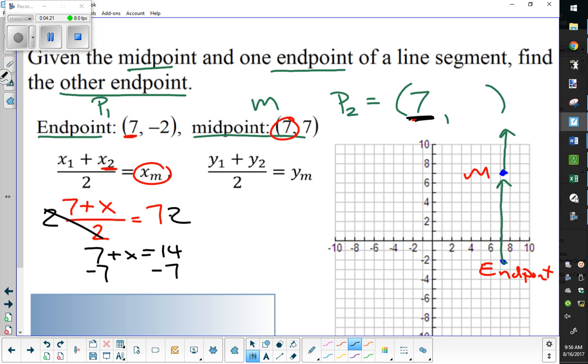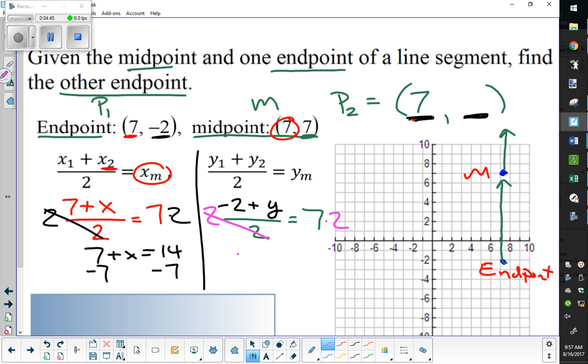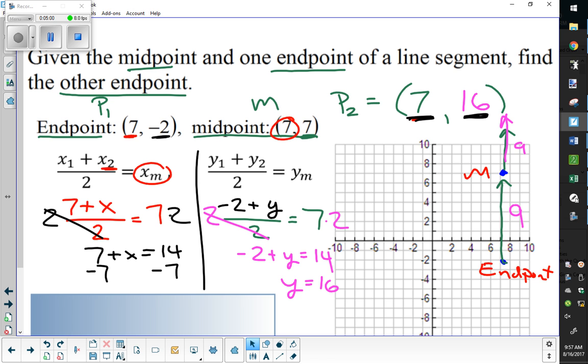Okay, but using a graph at least visually gives you that idea. For the other one, we're finding that value. So y1 is negative 2 plus y2. We don't know it. That's what we're trying to find. Divided by 2 equals y sub m, which is going to be 7 again. Multiply both sides by 2. Negative 2 plus y equals 14. Add 2. Y equals 16. It should make sense. This to here is 9 units away. If I were to go up 9 more from 7, it gets you to 16. The ordered pair should have been 7, 16. Questions with how I found that?